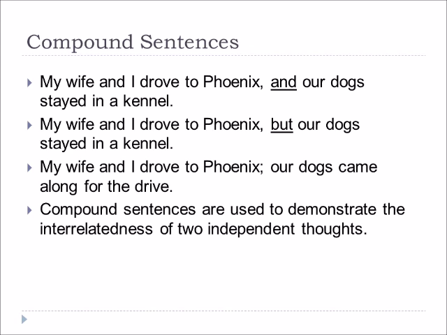If neither of the coordinating conjunctions work for us, we don't need a coordinating conjunction, but that comma needs to become a semicolon. My wife and I drove to Phoenix; our dogs came along for the drive. Compound sentences are used to demonstrate the interrelatedness of two independent thoughts. We put independent thoughts together to form a compound sentence because there is an overarching concept that we're trying to communicate by the addition of two or more simple sentences into a compound sentence.